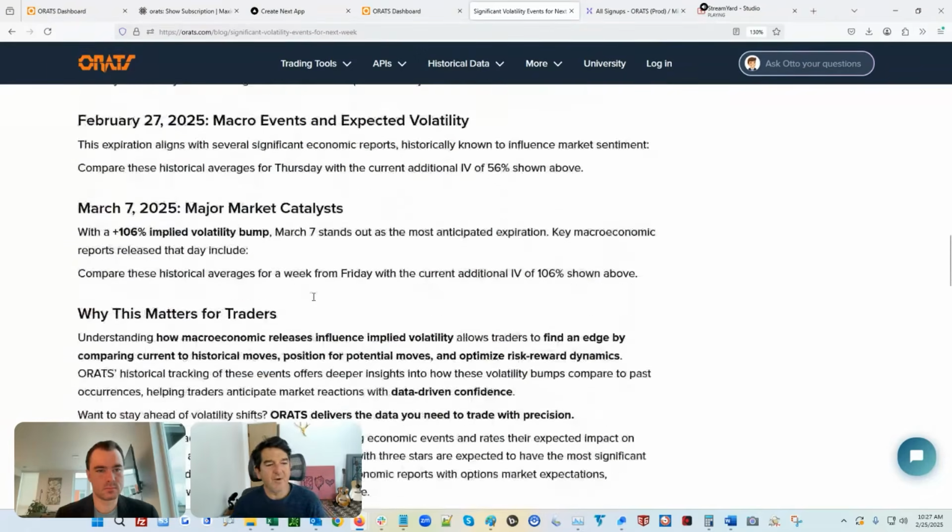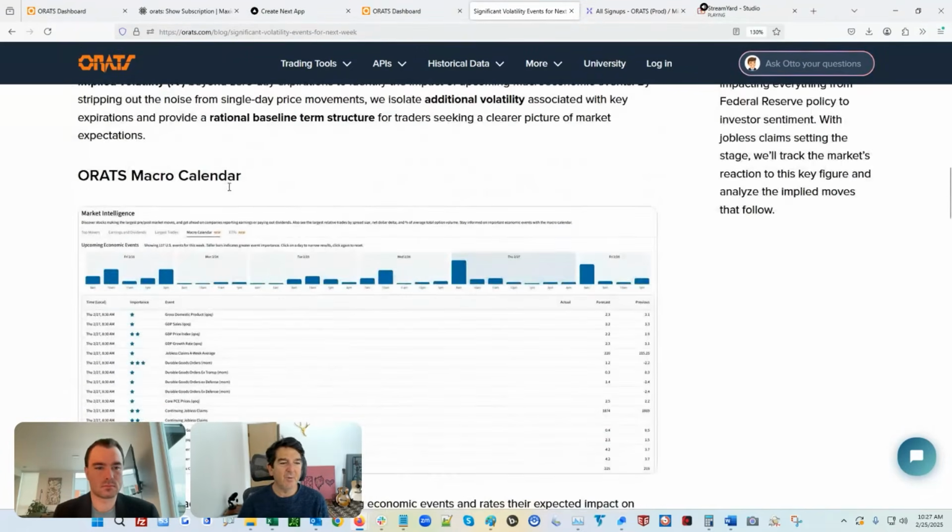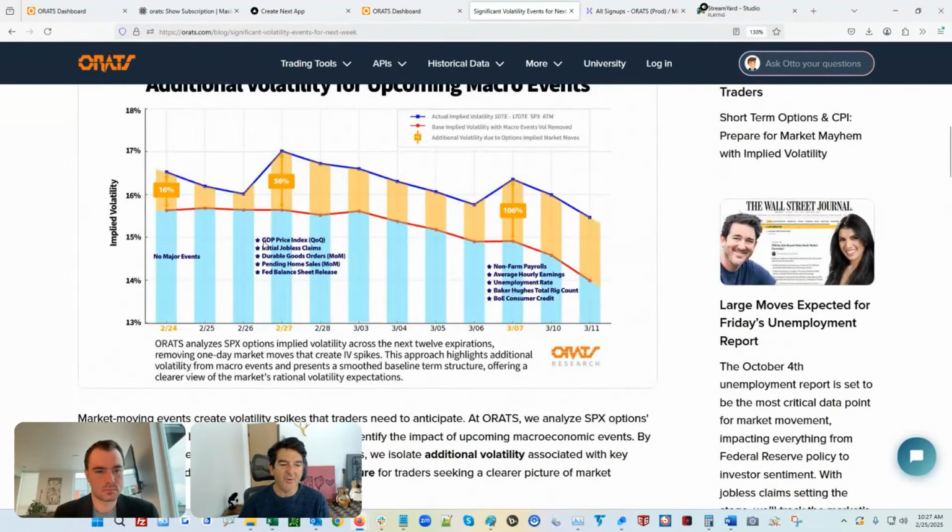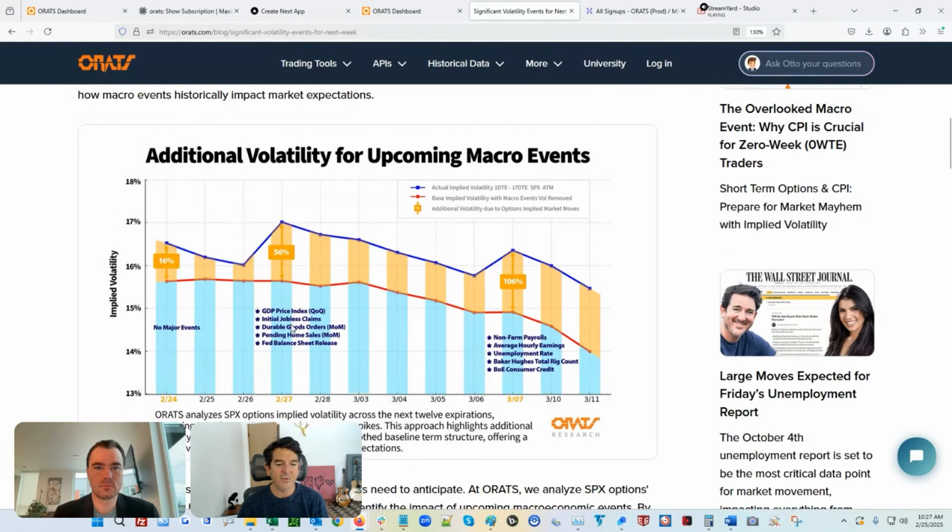Yeah. So in this article, I don't see it, but what we've done is we've gone through and we've said GDP, the price index has a certain additional volatility associated with it. The initial jobless claims has numbers associated with that you could then either average and compare with. So we'll be adding this kind of analysis of the actual moves, much like we do for earnings.